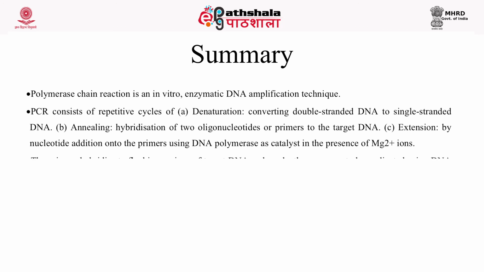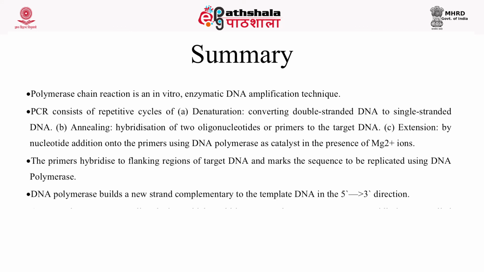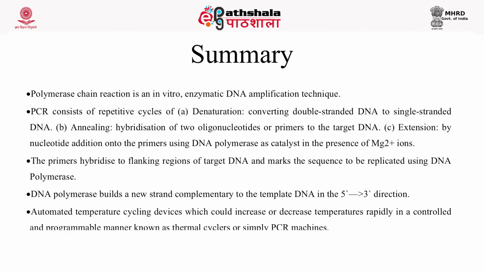The primers used in PCR hybridize to the flanking regions of the target DNA. The DNA polymerase is a thermostable DNA polymerase such as Taq polymerase, which has been derived from Thermus aquaticus. Automated temperature cycling can be achieved by using a thermocycler. The thermocycler can increase or decrease temperature in a programmed manner.